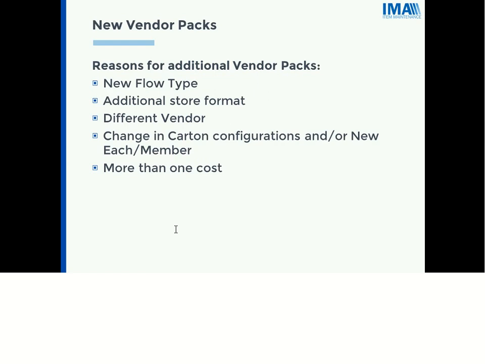Another reason could be an additional store format. So if your item's been sold in Kmart and they want to start selling it in Sears, it would need a new vendor pack for Sears. Also, maybe there's a different vendor. A couple of scenarios where this is possible would be that vendor A has been supplying a product, and now vendor A is no longer going to supply that product, but vendor B is going to come in and start supplying that same exact product. So that vendor would need their own vendor pack.